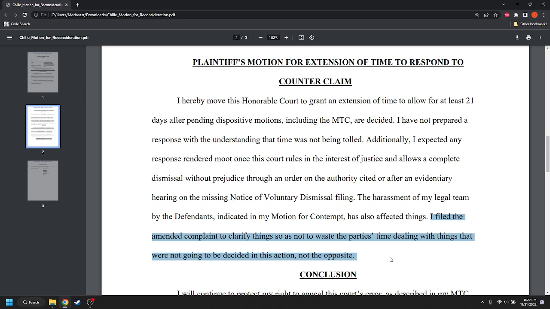"I filed the amended complaint to clarify things, not the opposite. I did so to not waste the party's time in dealing with things that were outside the scope of this action, or something like that." I don't know.